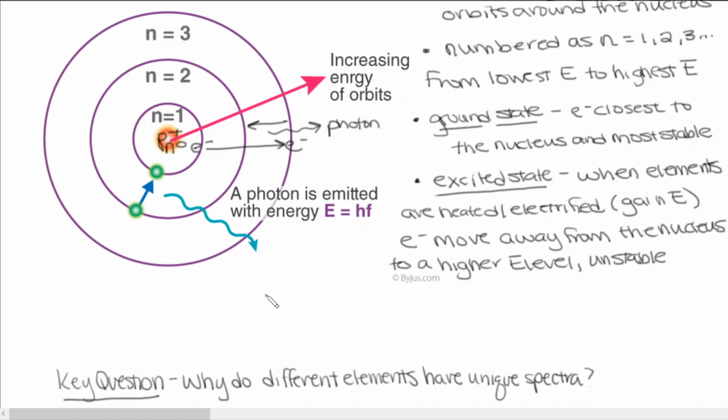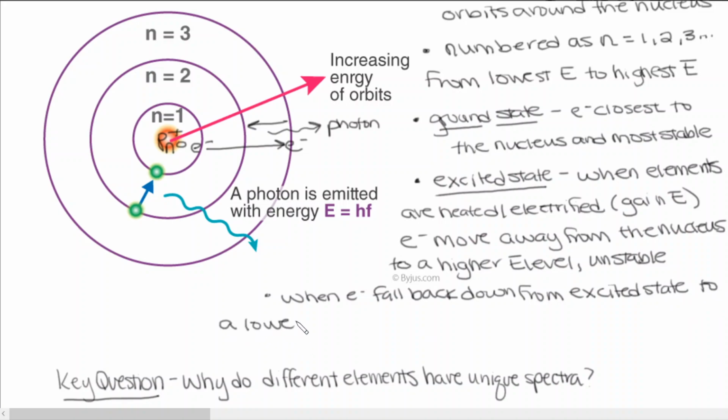I did not leave myself enough room here. When electrons fall back down, hopefully you guys have enough room, from higher, or maybe we could just say from excited state to a lower energy level, they emit that energy as a photon of light.